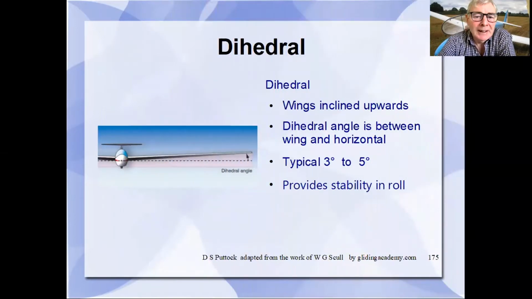First of all, dihedral. Dihedral is when the wings are inclined upwards, and the dihedral angle is the angle between the wing and the horizontal. Typically that's 3 to 5 degrees, and it provides stability in roll.